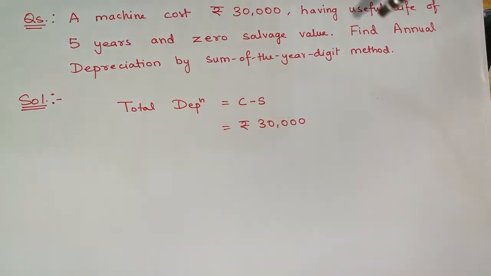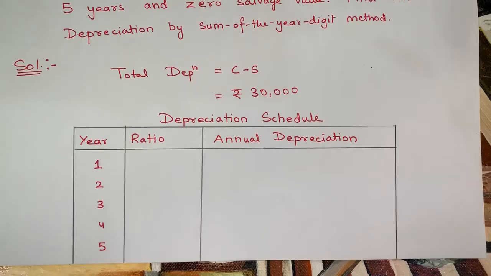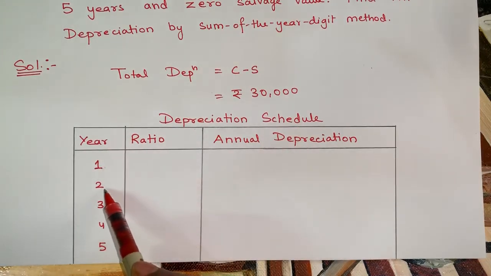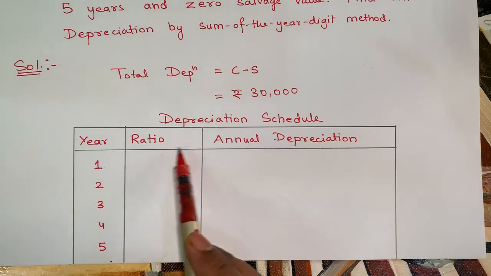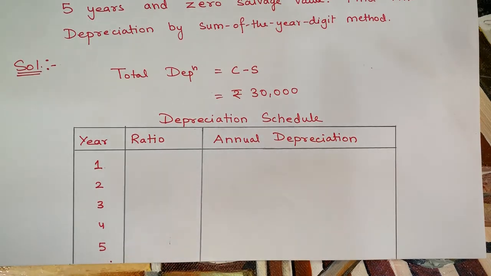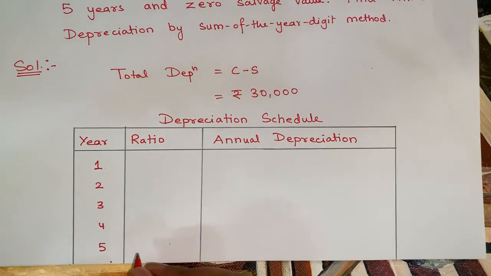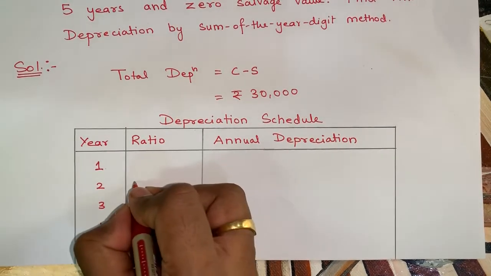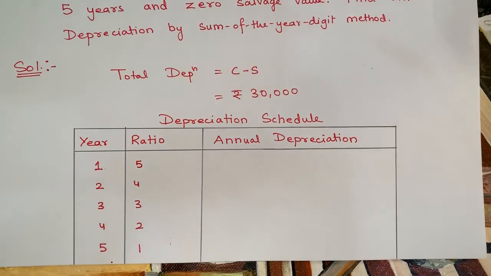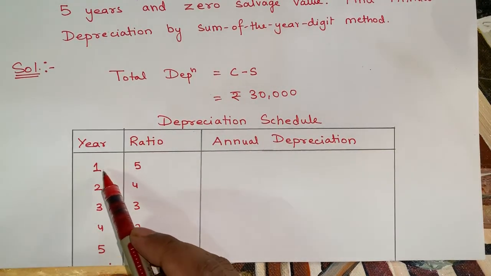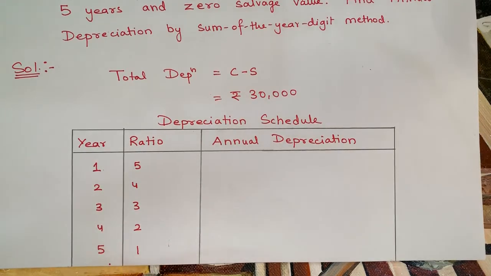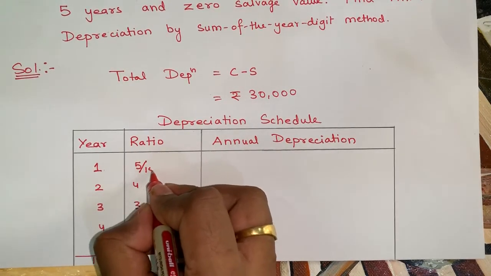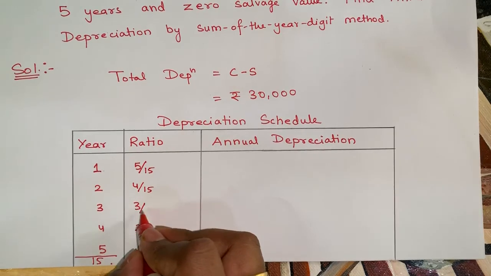Now we make a table to compute the annual depreciation. The table looks something like this, in which we compute the depreciation schedule of years 1, 2, 3, 4 and 5. Here we will be writing the ratio, and here we will be computing the annual depreciation. The ratio of charging depreciation is found by writing the years in reverse order: 5, 4, 3, 2 and 1. Now we find the sum of the years. The sum of the years is 1 plus 2 plus 3 plus 4 plus 5, which makes it 15. So now we divide every item in the ratio by 15.